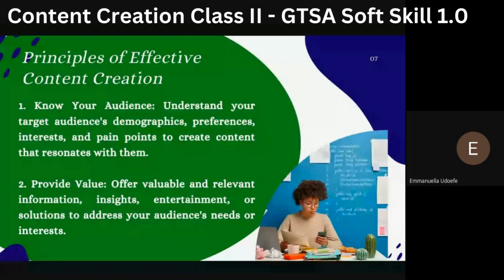So if you're not authentic in your content creation game, then it's not being effective. You're not expressing what you're expected to express. If you're not consistent, people will not stay.